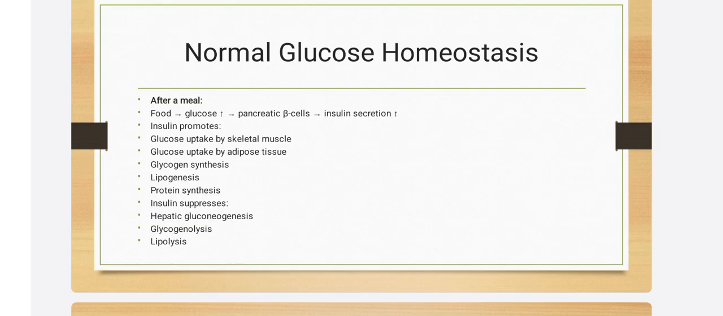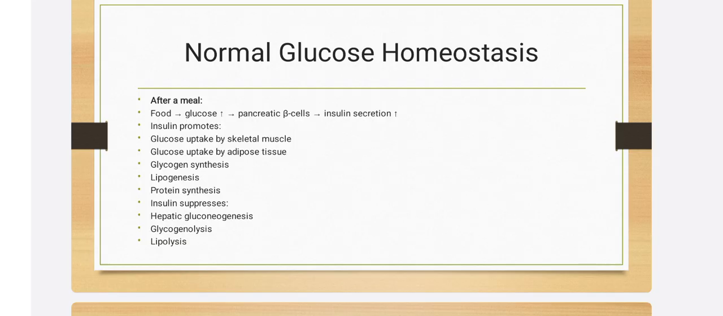Next, normal glucose homeostasis. After we consume food, carbohydrates are digested and glucose enters the bloodstream. As blood glucose increases, the pancreatic beta cells detect this rise and release insulin. Insulin acts mainly on skeletal muscle, adipose tissue, and the liver. In skeletal muscle, insulin increases glucose uptake and promotes glycogen synthesis. In adipose tissue, insulin promotes glucose utilization and fat storage. In the liver, insulin promotes glycogen synthesis and suppresses glucose production.